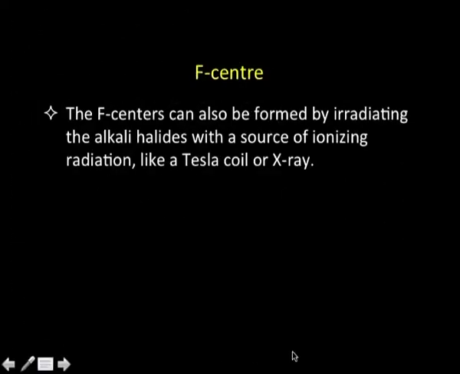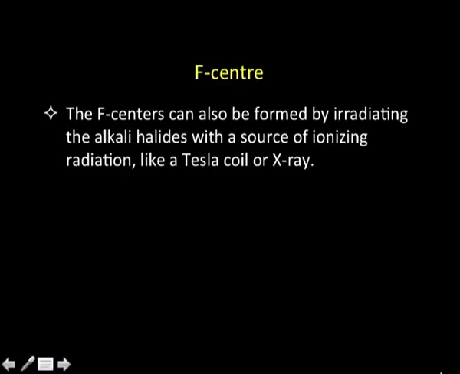Okay. Now, F centers can be formed in another way. Another way of doing it is by irradiating the alkali halides with a source of ionizing radiation, like a Tesla coil or X-ray radiation. What we discussed earlier was one mechanism, where we take an alkali halide and heat it with the vapors of an alkali metal, and in this process we get F centers. The second way is by irradiating the alkali halide with a very strong radiation like a Tesla coil or X-rays.